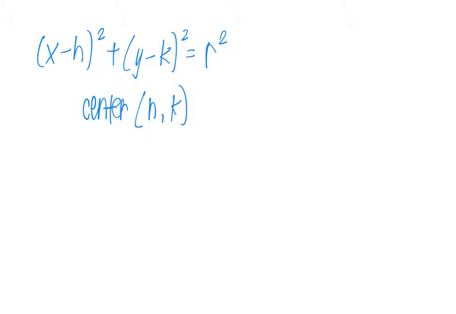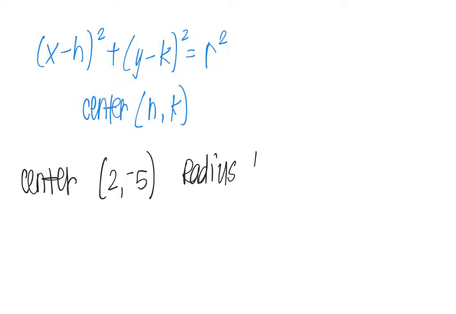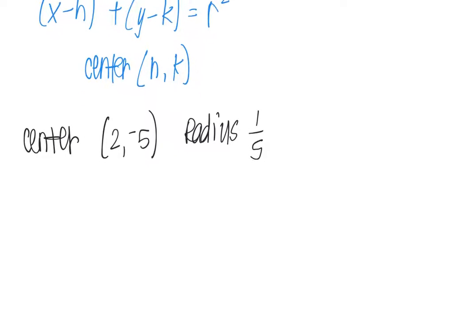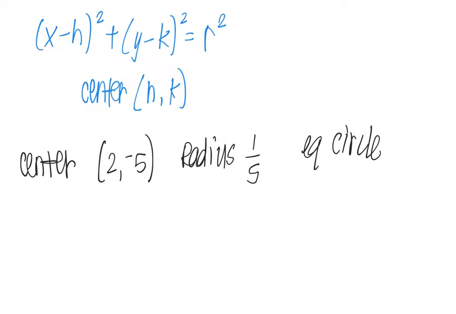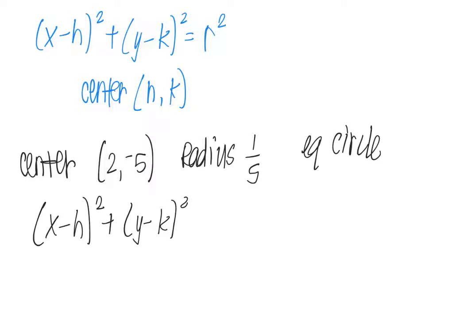So what I'm given on this particular problem is a center of (2, −5) and a radius of 1/5. And it's asking me to write the equation of the circle. What's the equation of the circle? So (x − h)² + (y − k)² = r².